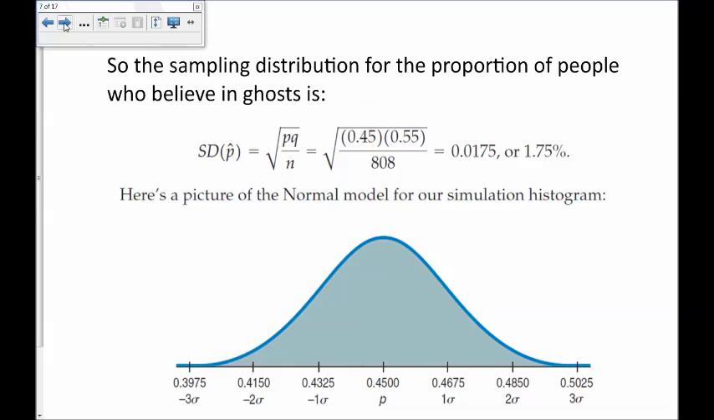So the standard deviation of the sampling distribution for the proportion of people who believe in ghosts, assuming that it is 45%, is the square root of 0.45 times q, which is 0.55, divided by n, the sample size, and we get a standard deviation of 0.0175. Or filling out our sampling distribution, it is down here below.